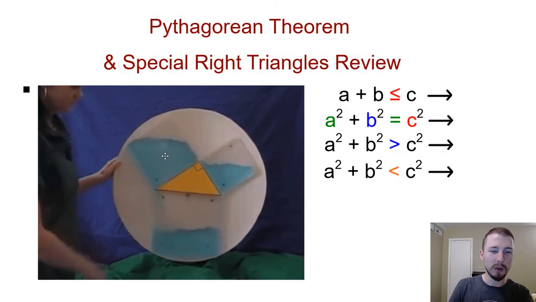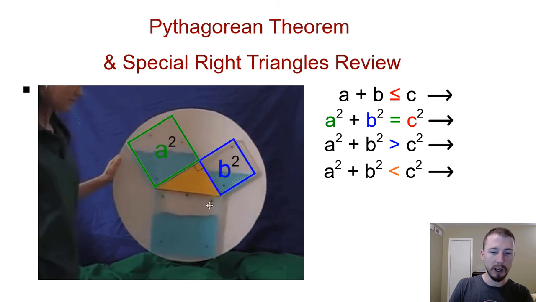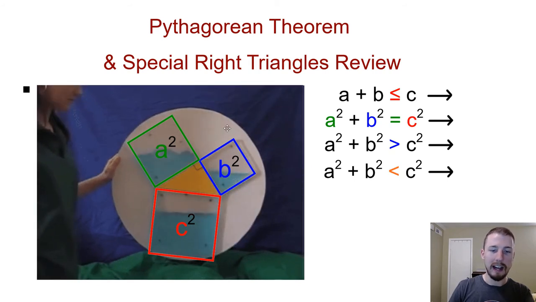This is the a squared plus the b squared, and how those two areas will fill up the exact same volume as the c squared there, which is absolutely fascinating. So this is a demonstration of the Pythagorean theorem.